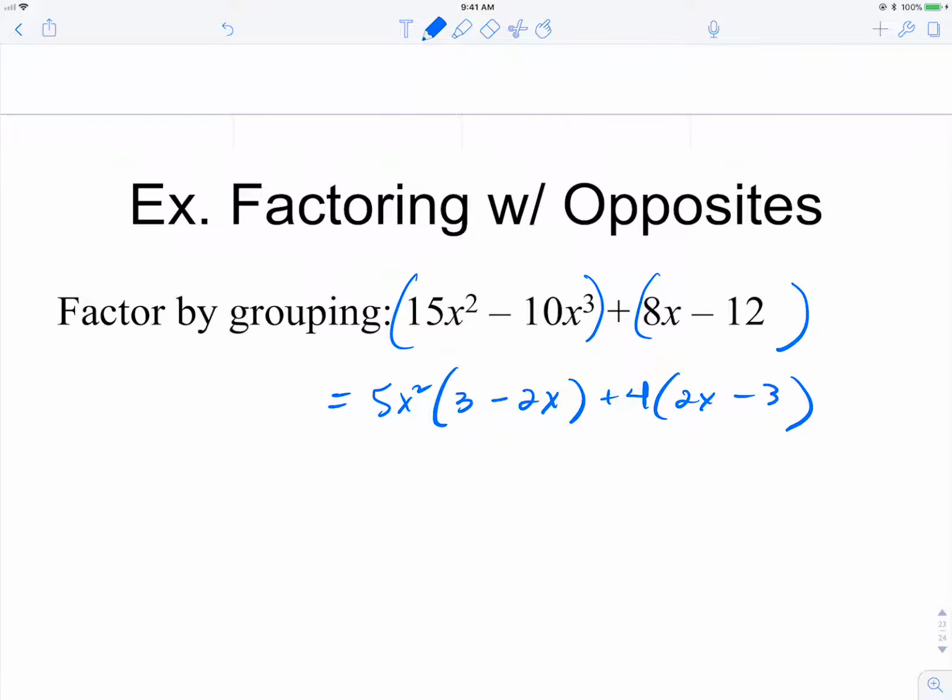Okay. Now we can either factor a -1 out of the first, out of 3 minus 2x, or we could factor a -1 out of 2x minus 3. I'm thinking I'm just going to factor a -1 out of the first grouping. Why not? Doesn't matter. So that's -5x squared times 2x minus 3 plus 4 times 2x minus 3. Now we have our common binomial factor.